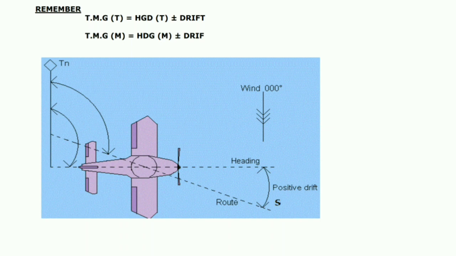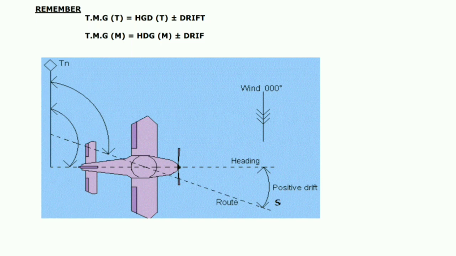Remember some points. If track made good is true, then heading must be true, plus or minus drift. If it is magnetic, then heading will also be magnetic, plus or minus drift. But in examples, sometimes the heading is given as magnetic and the track as true. So you will find there is a variation. Applying variation, we can convert to the same datum, either magnetic or true. Then we can calculate the drift, heading and track made good.